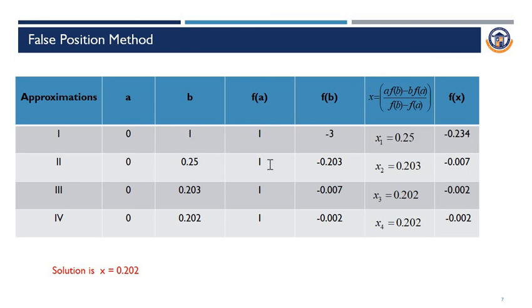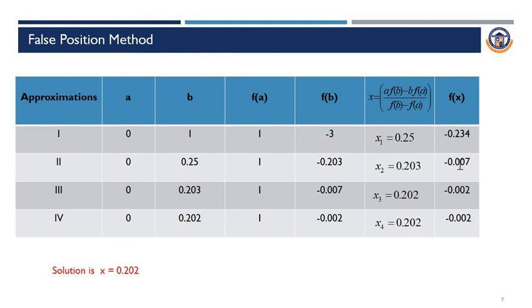Once again f of a remains as it is, 1, and f of b is nothing but our value minus 0.234. That I have to take into consideration. Then I have to make these a and b. I have to calculate x2, and it becomes 0.203. When I get the second approximation, I substitute in the given equation. I get f of x as minus 0.007. Now we see these values are reducing, so we can come to the conclusion that we are closer to the root.